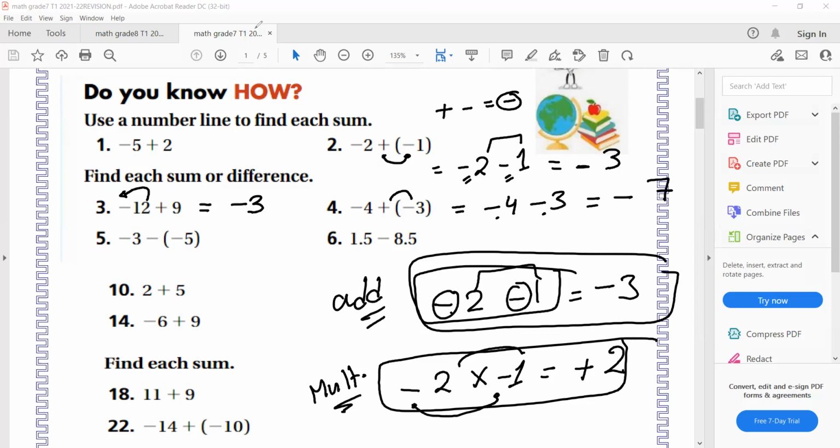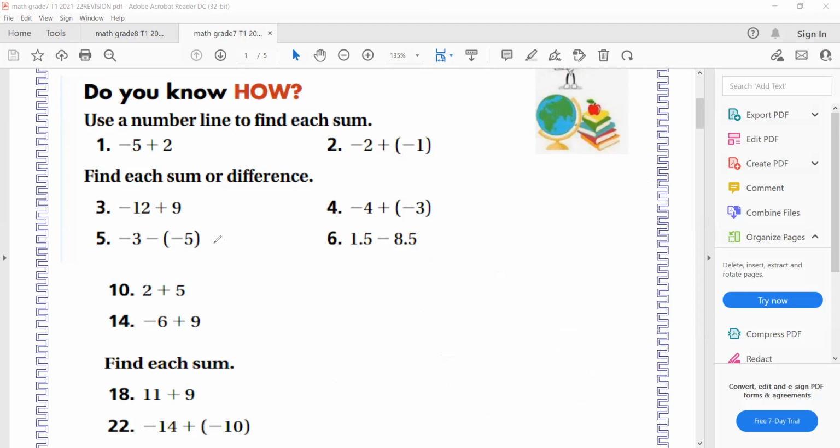Okay. Here I have two consecutive signs. Then -3 minus negative equals positive. I have two different signs, so I must subtract. Okay. -3 plus 5. Subtract 5 minus 3, 2. The bigger is 5. Its sign is positive. The answer is positive. Okay.